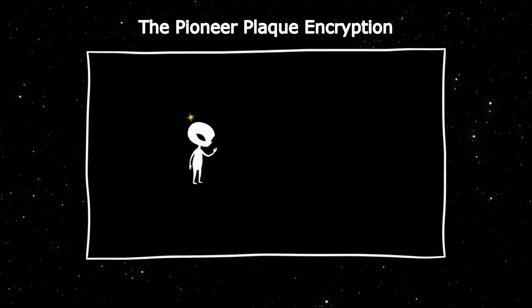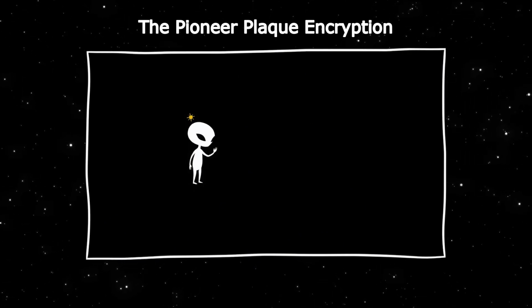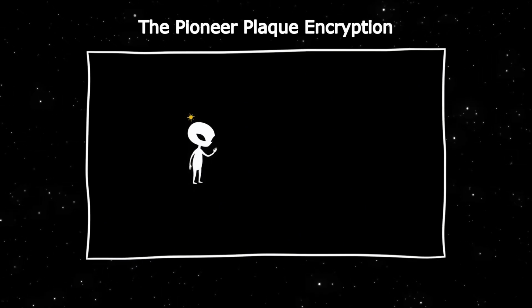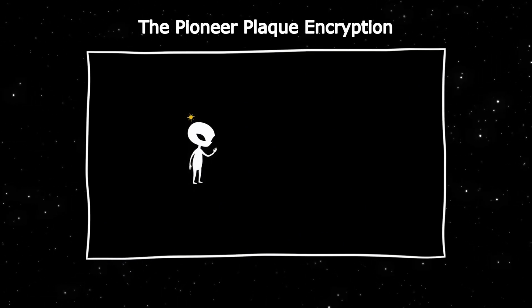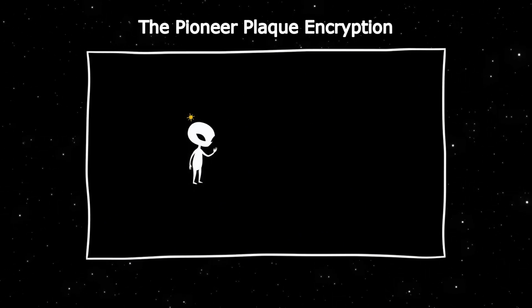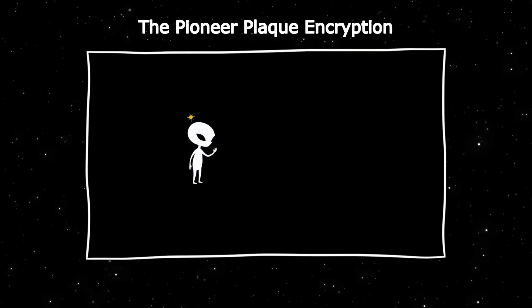Let's take a closer look at these plaques. They are made of anodized aluminum, a material chosen for its durability and resistance to the harsh conditions of space. Each plaque measures about 9 inches by 6 inches and features an engraved depiction of a human figure, along with symbols representing our solar system and science.